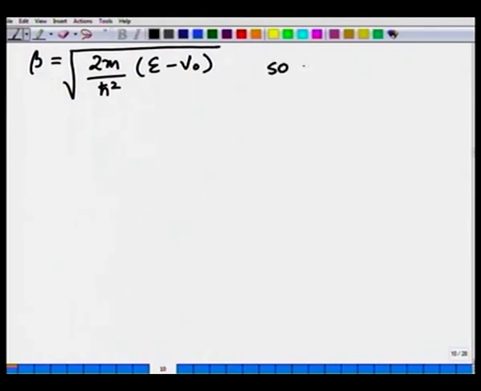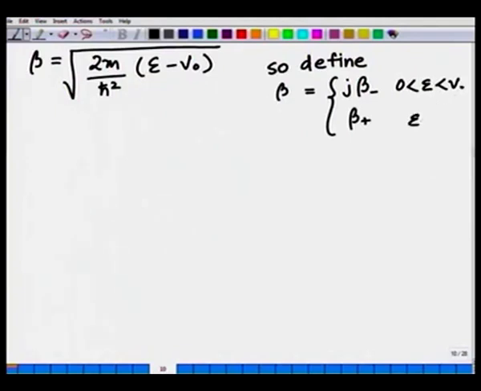So, what we are going to define is beta as equal to j times beta minus or beta plus, so that both these quantities, beta minus or beta plus, are always real. When energy is greater than V0, beta plus is anyway real, so we will call beta as beta plus. When energy is less than V0, then beta is imaginary. Therefore, we explicitly write that as beta minus, so that beta minus is real.